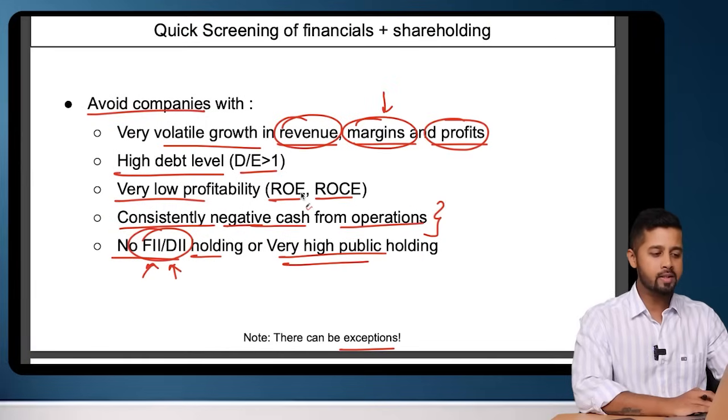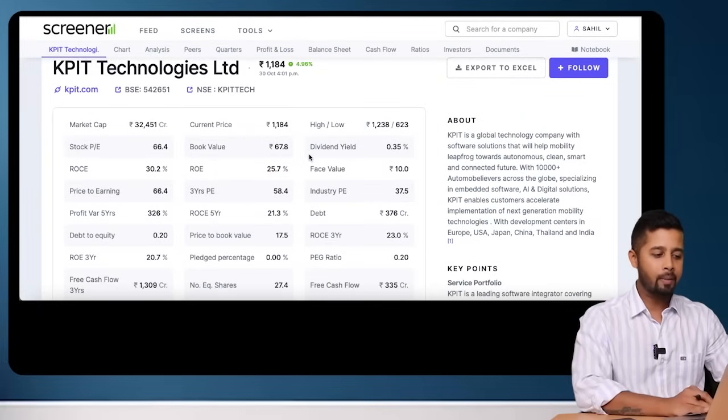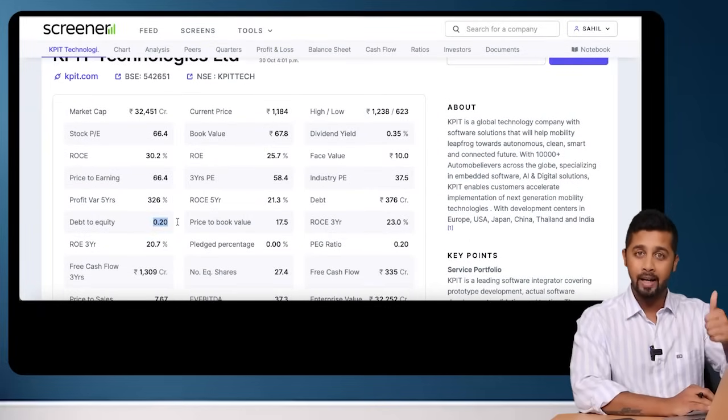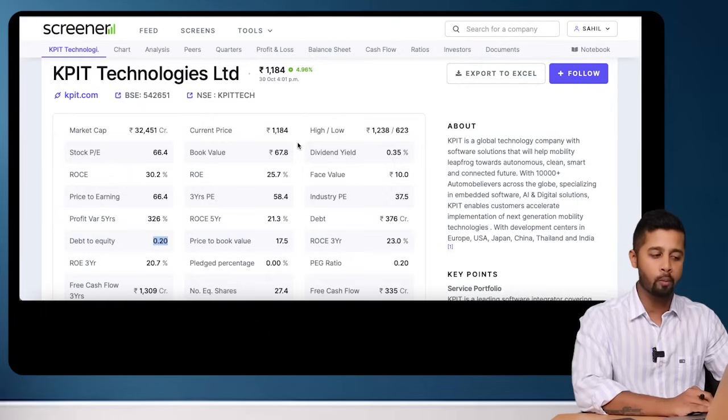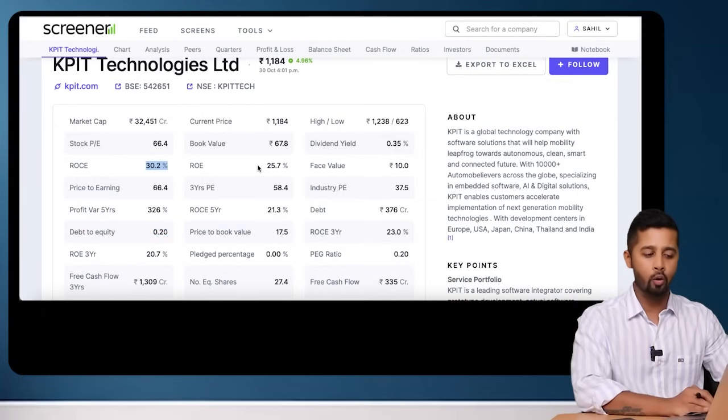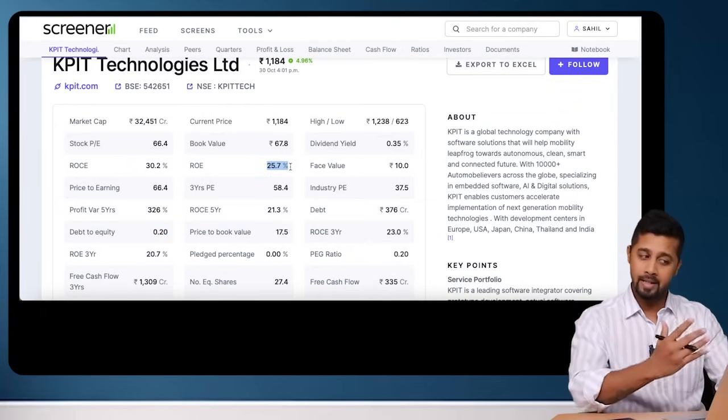Then the second parameter was high debt level. So, I checked the debt. The company has a debt to equity of just 0.2. Again, it's checked. Then very low profitability: I avoid companies with low profitability. Look at this, ROCE and ROE, again more than 20%, which is again great.